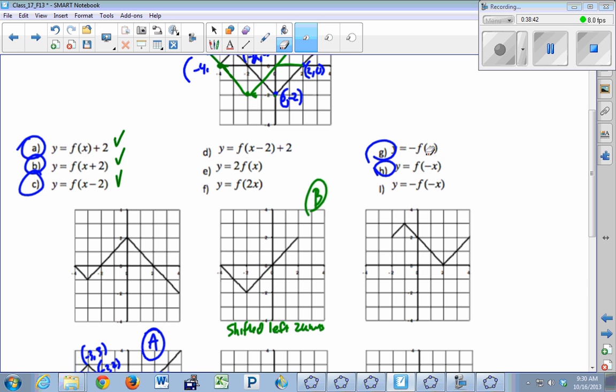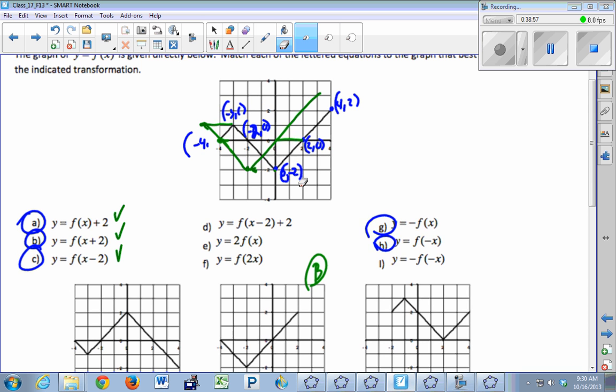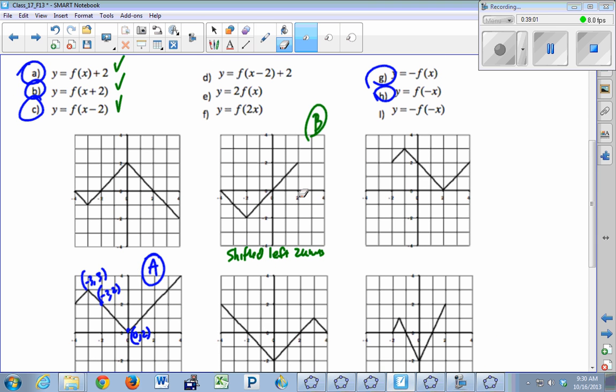And now this says I'm taking all my outputs and I'm going to make them the opposite. So all of the points that are above the x-axis will now go below, and all the points below the x-axis will now go above. So this thing flips over the x-axis. And that picture is right here. This is G. That's a reflection across or about your x-axis.